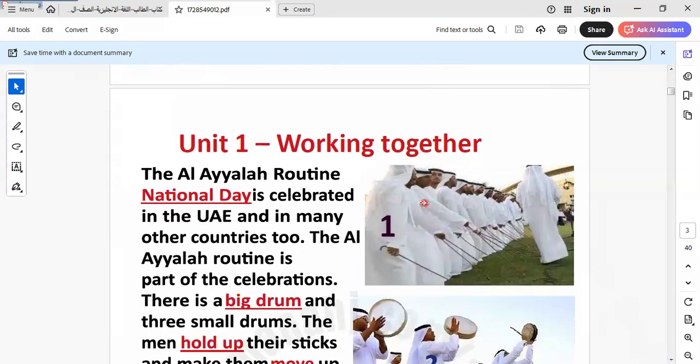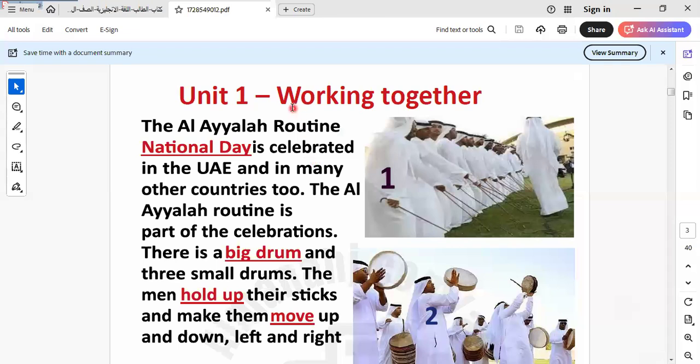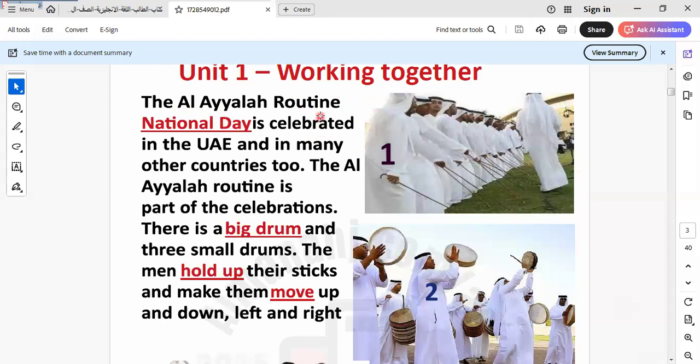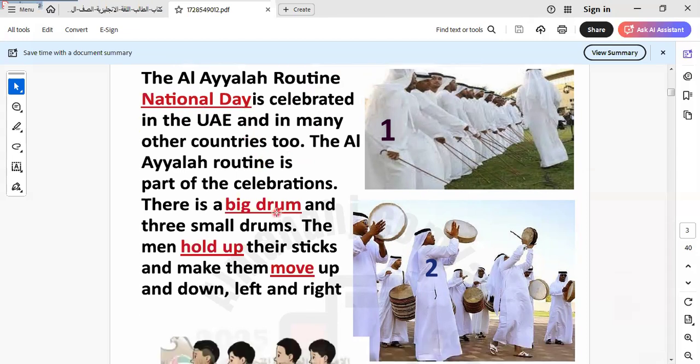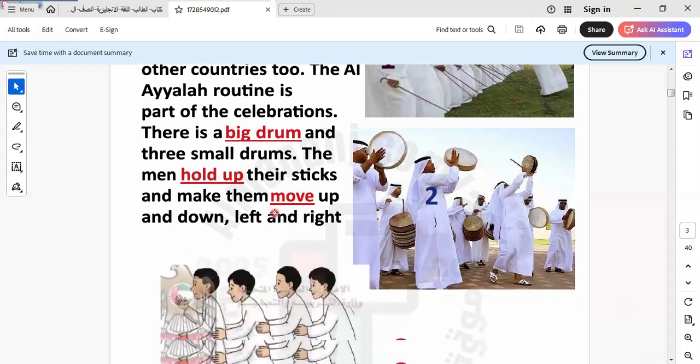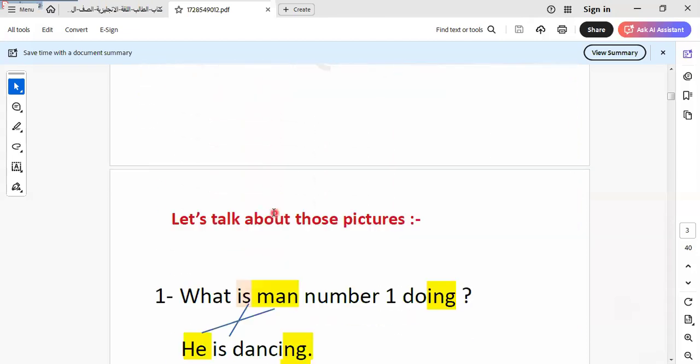This unit, or this topic, the topic title here, is Working Together. So here we have some vocab I would like you to know. Grade 4, which is National Day. National Day is the vocab that we must know in this unit. Big drum, hold up, move. All this vocab is important to know in this unit.